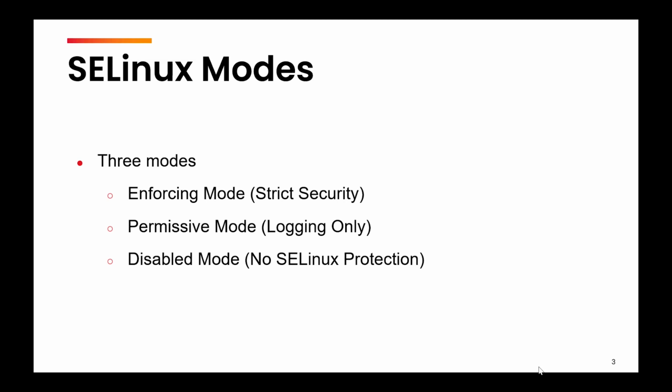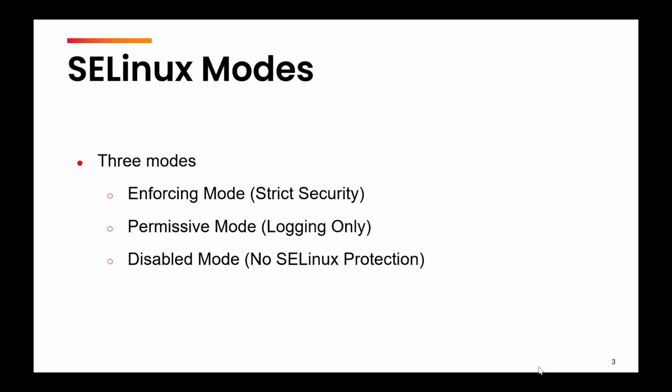There are three SELinux modes available: enforcing, permissive, and disabled. In the enforcing mode, SELinux actively enforces security policies and denies any unauthorized access. In permissive mode, SELinux does not enforce policies but logs policy violations. So this is mostly used for troubleshooting purposes. In the disabled mode, SELinux is completely turned off and no security policies are applied.